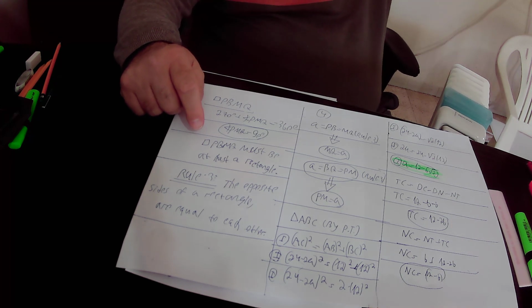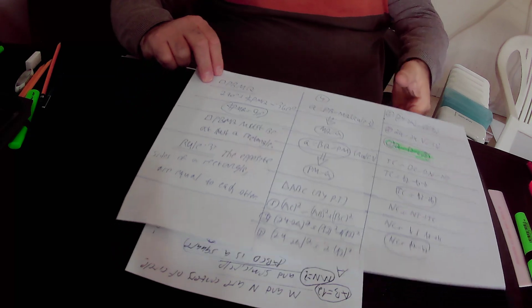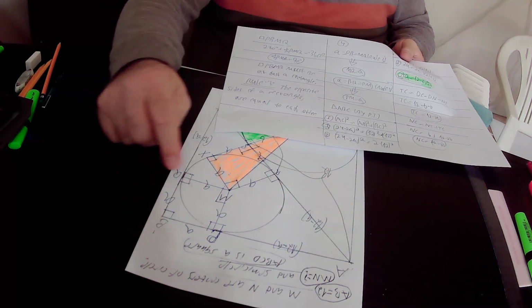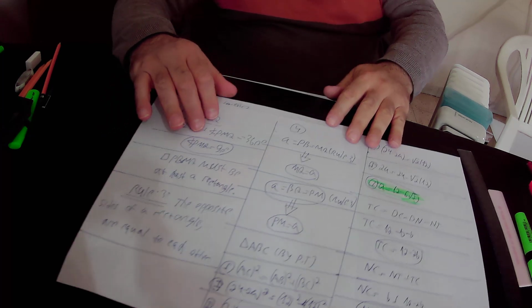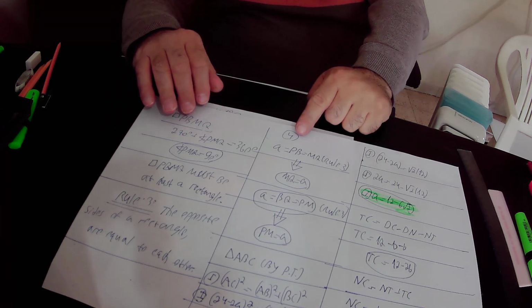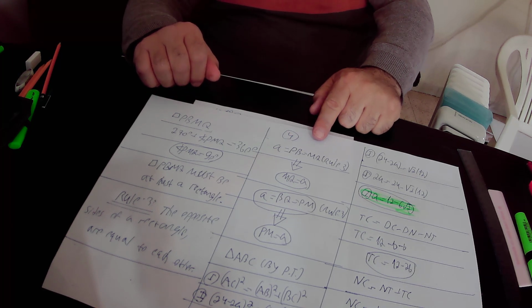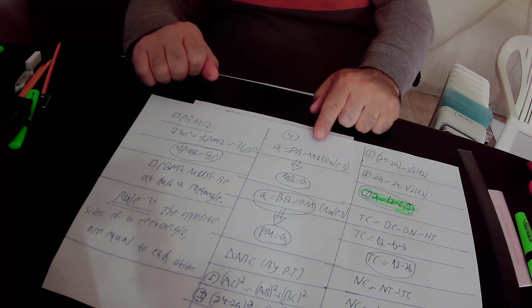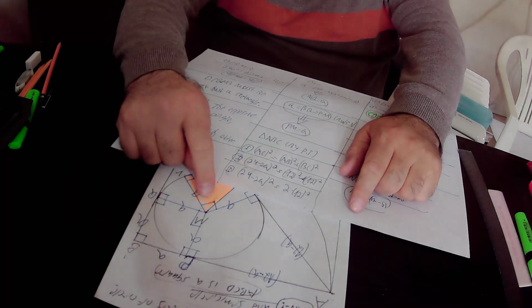And we have rule number 3, that the opposite sides of a rectangle are equal to each other. That is to say, PB must be equal to MQ. But according to our definition, PB equals A. So from this equation, A equals PB equals MQ, we will derive that MQ is also equal to A.